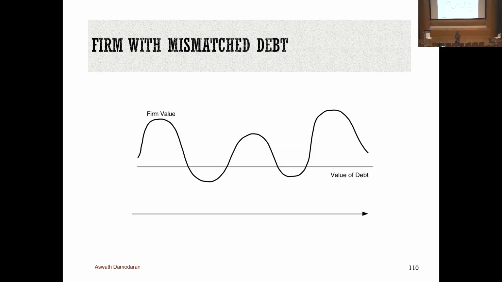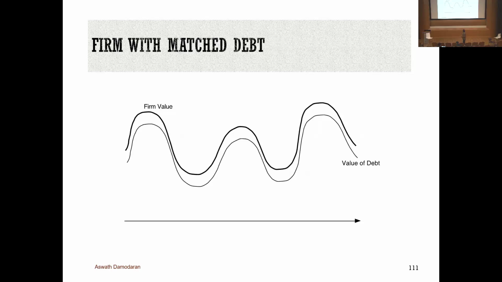Let's say I take the same company and I redesign the debt so that it increases and decreases with the value of the firm. In other words, when the value of the firm goes up, the value of the debt goes up, the value of the firm goes down, the value of the debt goes down. It's a very strange kind of debt. We'll talk about how we can try to do it. This company never goes bankrupt, even though it has 30% more debt than the previous company.